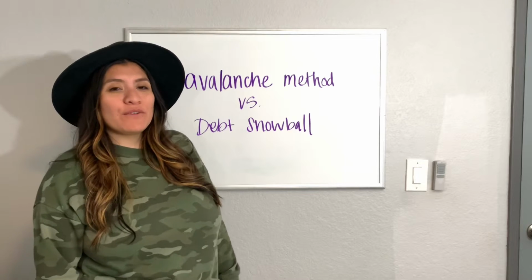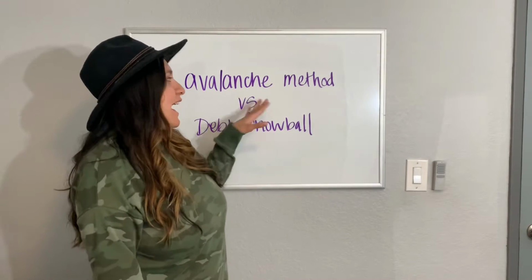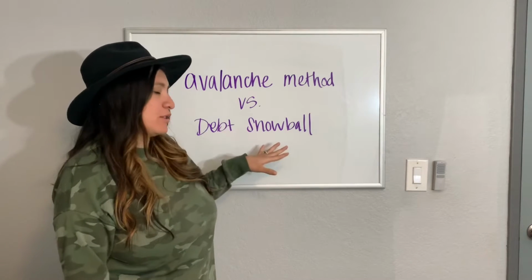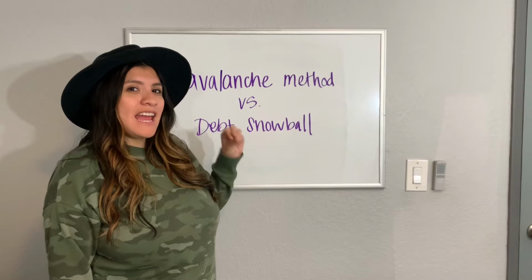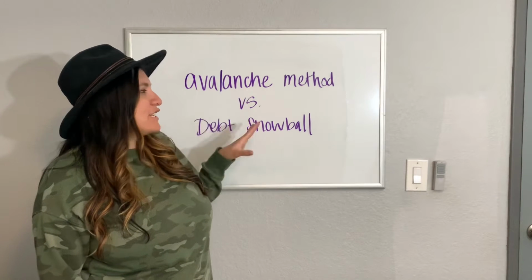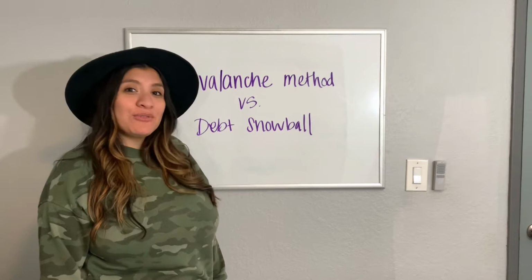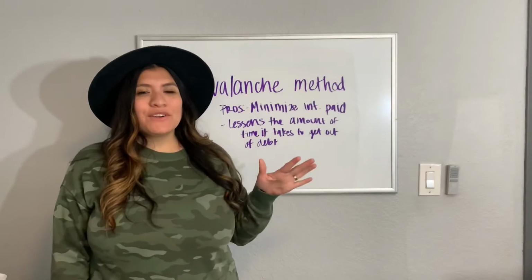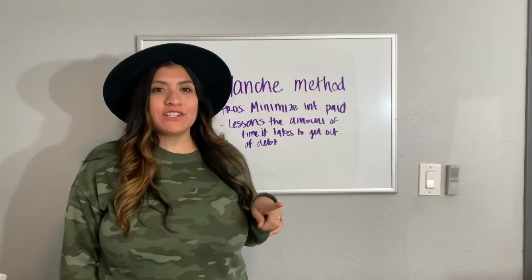Today we are going over the top 2 methods when it comes to paying off debt. There is the Avalanche Method and there's the Debt Snowball. My husband and I did the Debt Snowball method, and in this video I'm going to give you a little rundown on what each method is so that you can decide what is going to be best for you and your family. Let's go over the pros of using the Avalanche Method when paying off your debt.